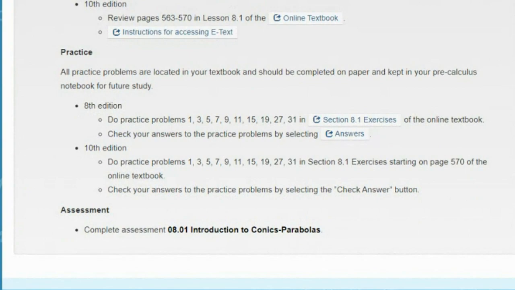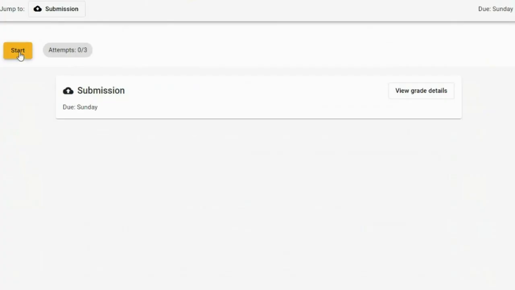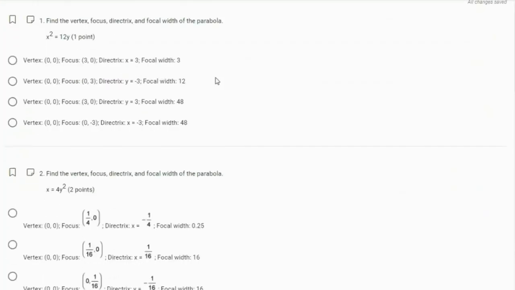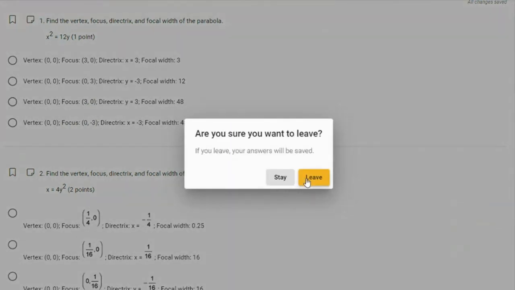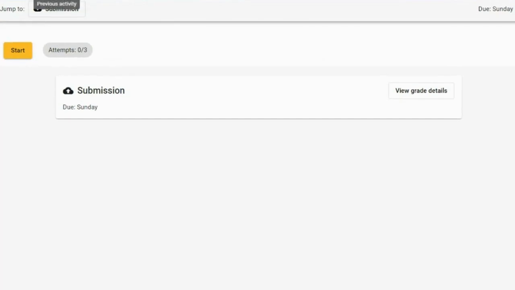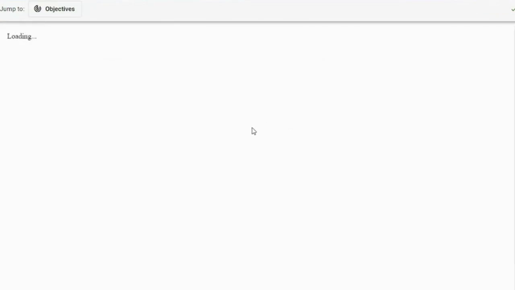Let's look at the assignment for the parabolas. Okay, here it gives you an equation. It wants you to find the vertex, focus, directrix, and focal width. Oh, we didn't really talk about the focal width. Let's see. Let's go back to our lesson in there. The focal width. Did we miss focal width there? Did they talk about focal width?